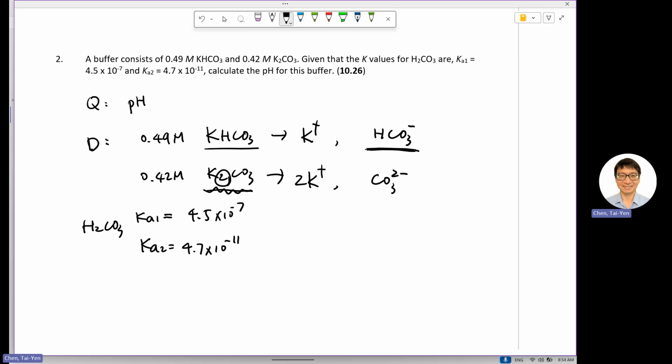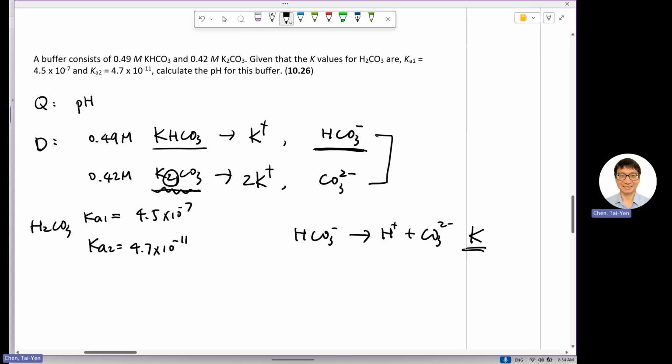So now, I hope you can see the species that we have is HCO3 minus and CO3 2 minus. What are these two? Yeah, they are a conjugate acid and base pair, right? So what's the K? K will be HCO3 minus becoming H plus and CO3 2 minus, right? And that's the K that you need to use.